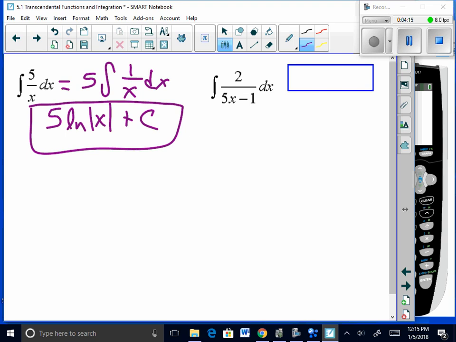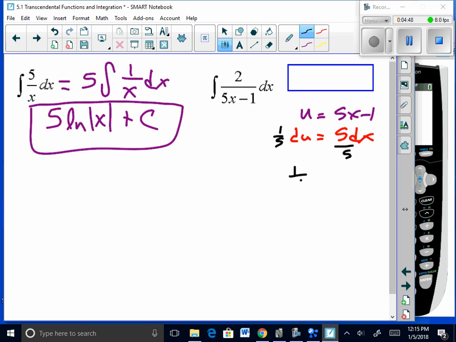Okay, so on the next one, again, that 2 is just a constant, so I could pull it in front of the integrand. But my problem is if I did the derivative of 5x minus 1, what's that derivative? Okay, but on the top of the fraction, I don't have a 5. I have a 2. So I could just do a u substitution if I wanted to. I could say u is 5x minus 1, and then the derivative of that is 5 dx. And so that 5, since it's not appearing in the problem there, I can divide by 5.